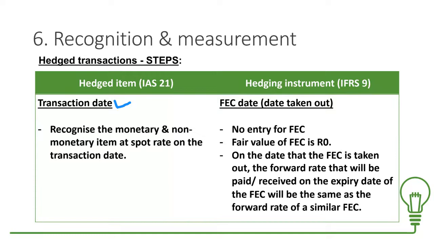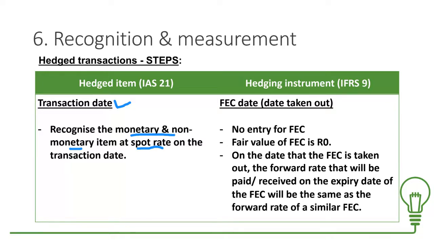And at transaction date, we want to measure both the monetary and the non-monetary item. We're doing so at spot rate, so at the value on that specific day. So we want to do it on spot rate to give us an accurate value of that specific item on that date. That is the start of the hedged item.